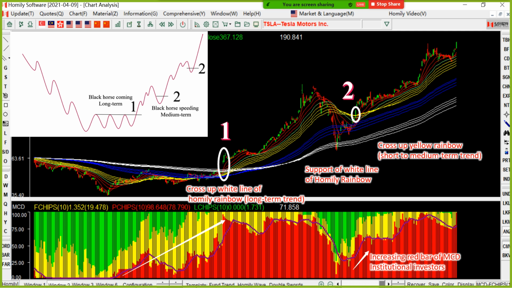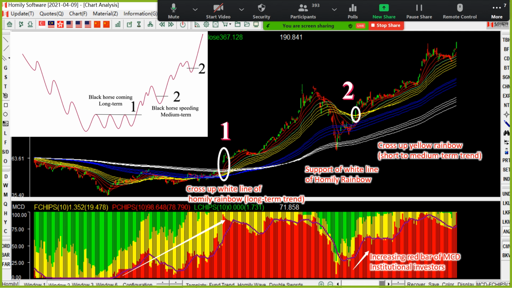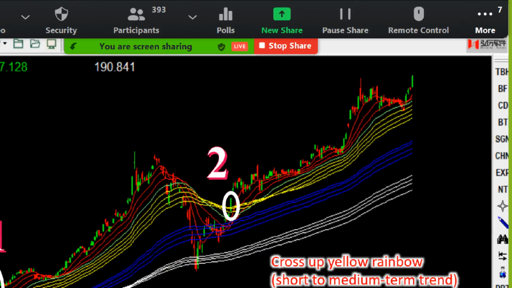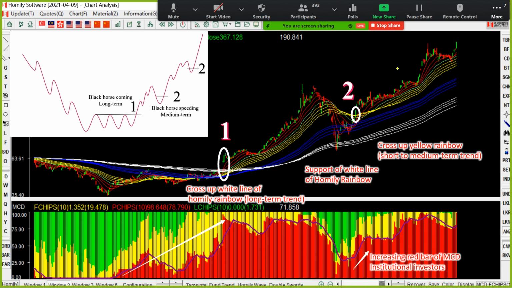Okay. But just like I shared with you, if you want to buy shares based on chart analysis, there are two things very important. Number one, the long-term reversal point. How do you know it's a long-term reversal point? Your candlestick is below the white and blue in a downtrend. Finally, after the downtrend and sideways, it crosses up the white color and stays above the white color. So that is the long-term reversal point. We call it a black horse coming. It's a long-term run. So crossing up the white line is a very important thing for the long term.